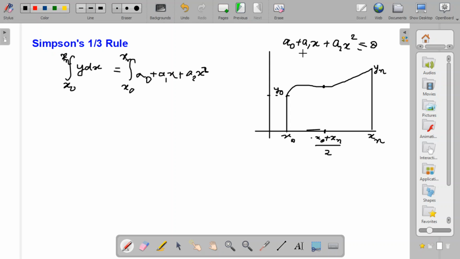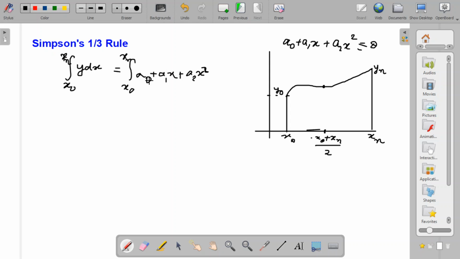That is 3 equations and 3 unknowns. You can find out a0, a1 and a2. And then you can put these a0, a1 and a2 values in this integral, and finally you can arrive at a particular equation for integrating, and that is actually the Simpson's 1 by 3 rule. So I said this much to basically understand what is happening behind the Simpson's 1 by 3 rule of integration.